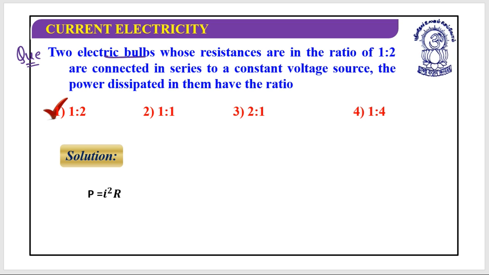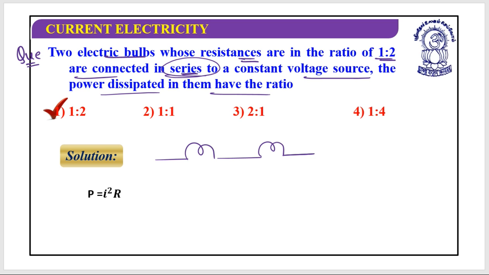It says that two electric bulbs whose resistances are in the ratio of 1:2 are connected in series to a constant voltage source, and you need to find out the power dissipated in them. Yes, they are connected in series. So when they are connected in series, the situation would be something like this. Yes, and they have been connected to a certain voltage source.